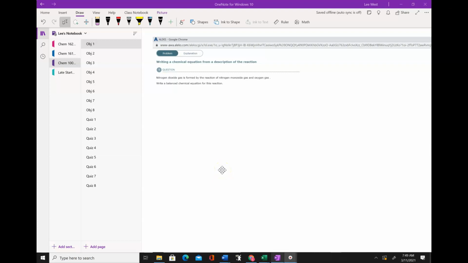Okay, so the plan for today is to run through examples of the 8 objectives this week, and then also to run through a practice quiz. So the first objective is asking you to write a chemical equation given a written description.